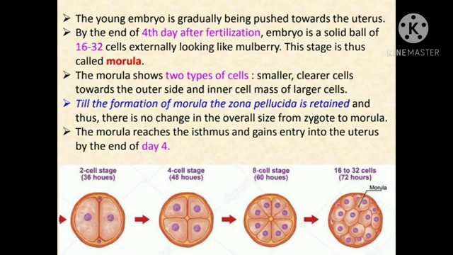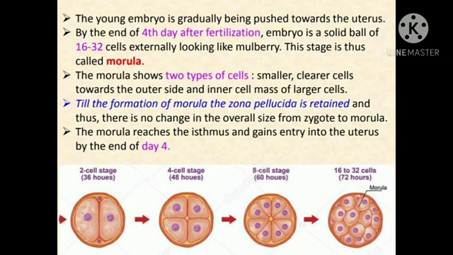The cells are compactly arranged. They are over here in morula. Till the formation of the morula, the zona pellucida is retained around the embryo, and thus there is no change in the overall size from zygote to morula.